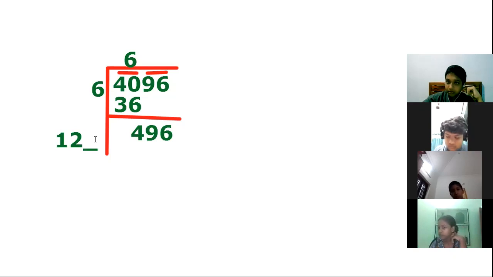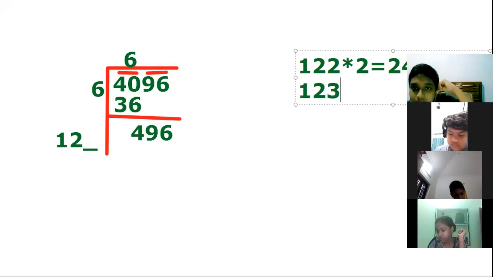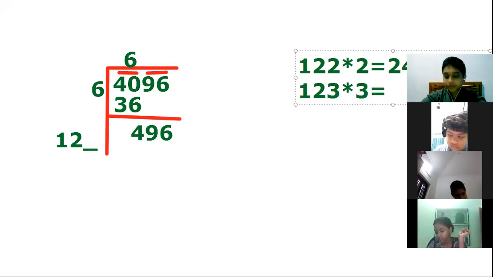Is 0 possible? No. 120 into 0 becomes 0. Then 120 into 1 is 120. Then what about 122 into 2? 122 into 2 is equal to 244. And what about 123 into 3?